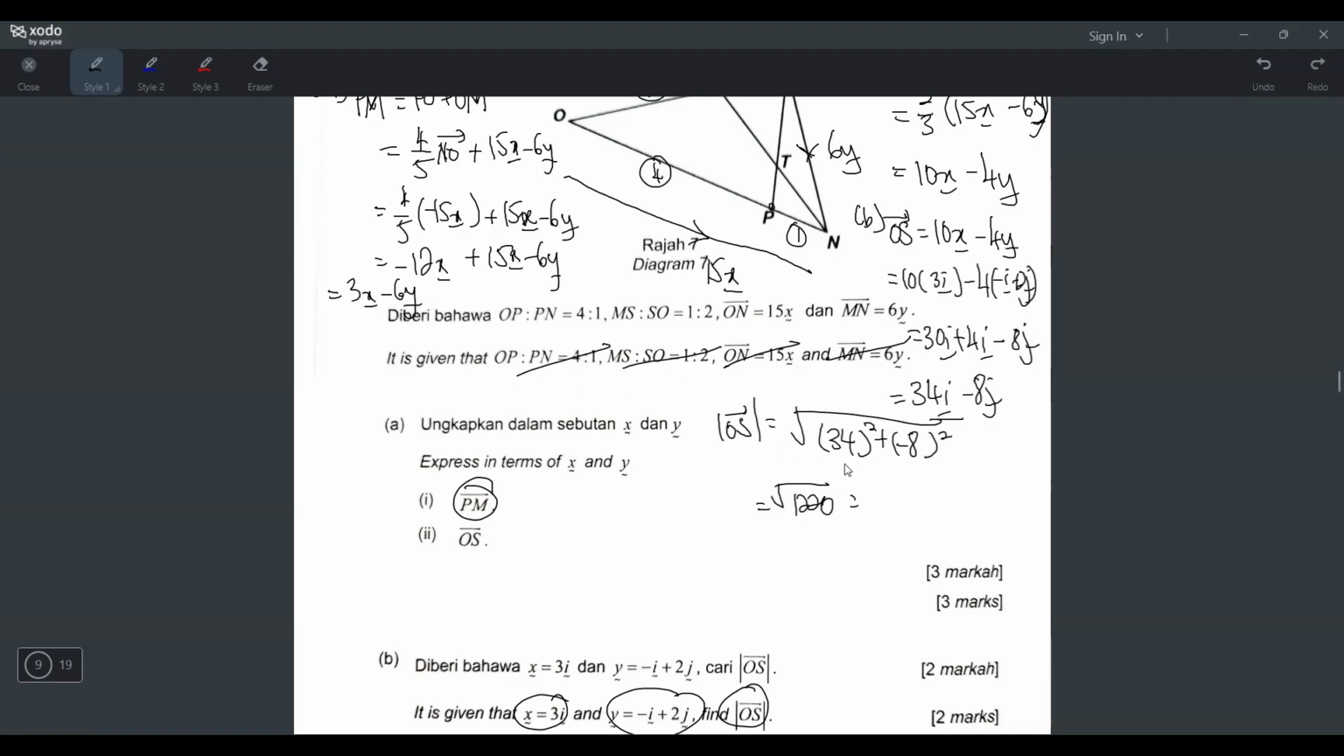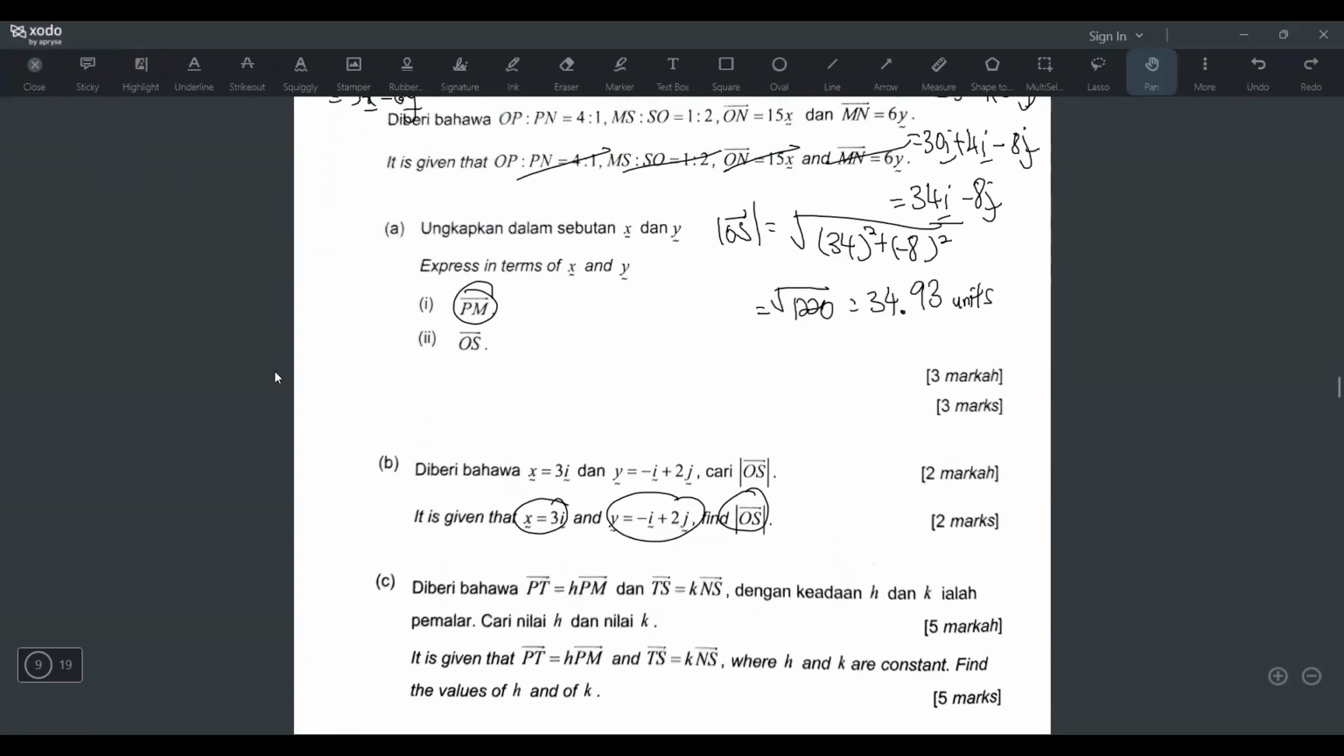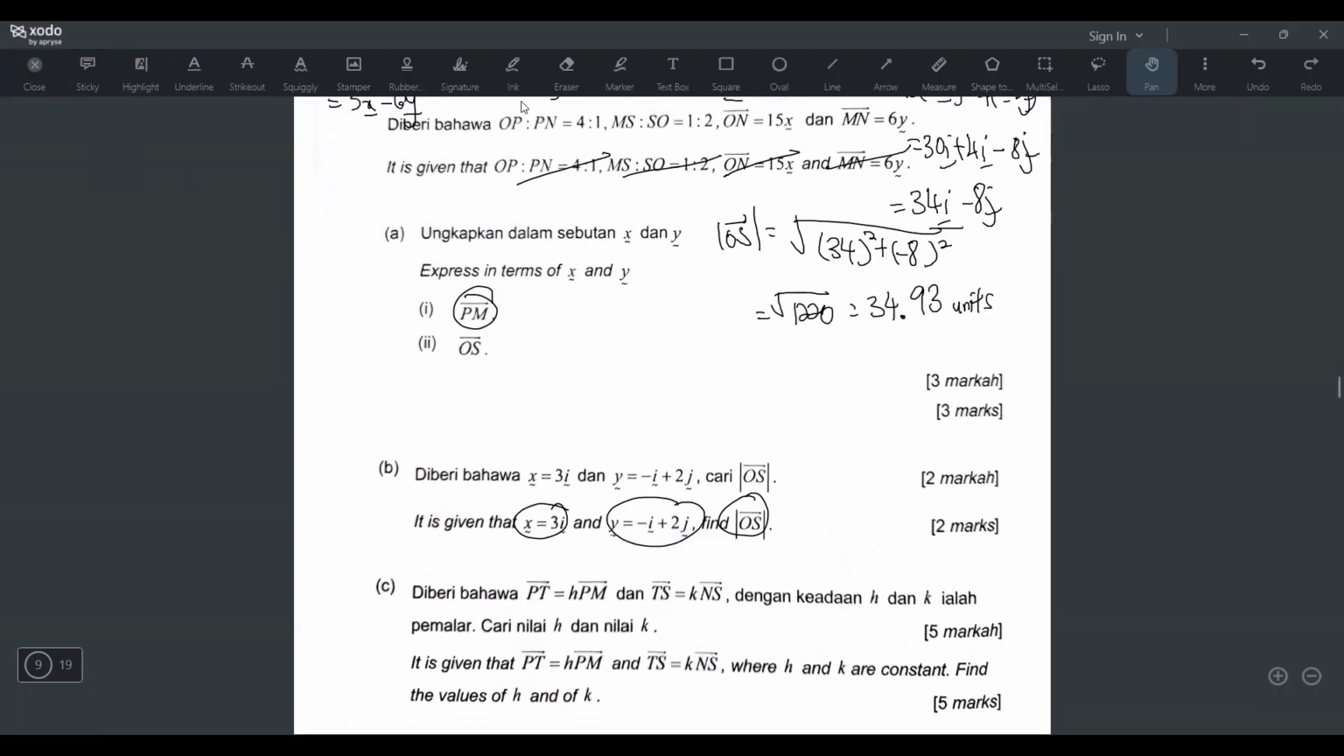34.9284. Okay, many decimal places. So let's just write 4 significant figures for them. So 34.93, and then units, because this is a magnitude, like the length, right? So I'll just write units for them. Okay, so now we can do part C.